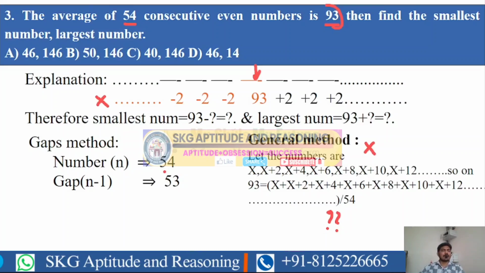So how many numbers are given here? 54 numbers are given. So gaps. How many gaps are present here? 53 gaps are present. So what I said, divide this gap into two equal parts. That is 26.5 and 26.5.